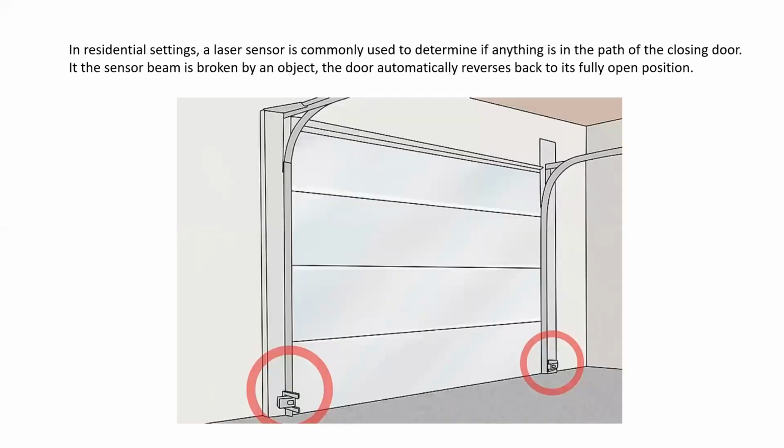In residential settings, we have the same type of application. However, we usually use a beam or a laser beam, and when it senses an object in the path of the closing door, it will again automatically reverse back to its fully open position.